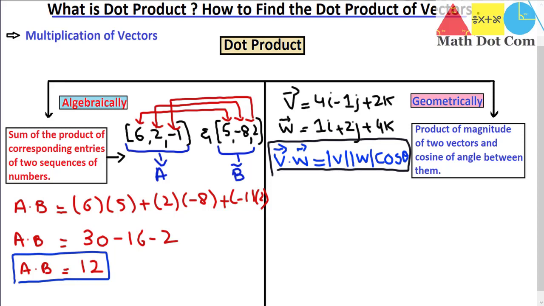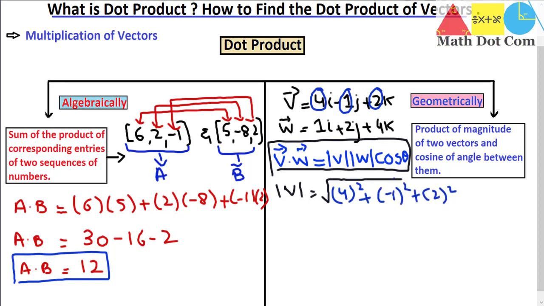So let's solve it. First we have to find the magnitude of v. In order to find the magnitude of a vector, we have to take the square of the components and then add them together. So what are the components? In the vector v, this is the component, this is the component, and this is the component. So we take the square of the components: 4 squared plus minus 1 squared plus 2 squared, and then add them together. What we will get is under root 21. So this is the magnitude of the vector v.